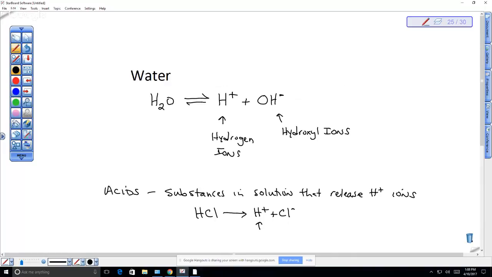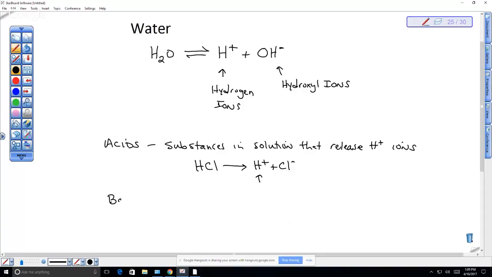It's released into solution. Hydrochloric acid is what we have in our stomach, and it helps to break down proteins, and it helps to kill microbes. And it is an acid because when you put HCl in water, it releases hydrogen and it increases the hydrogen ion concentration. We can also talk about bases.